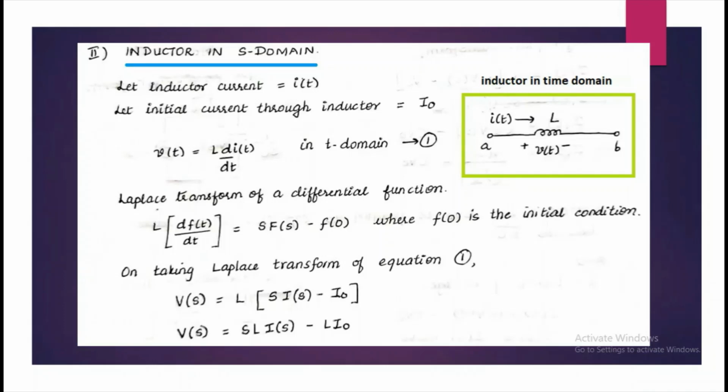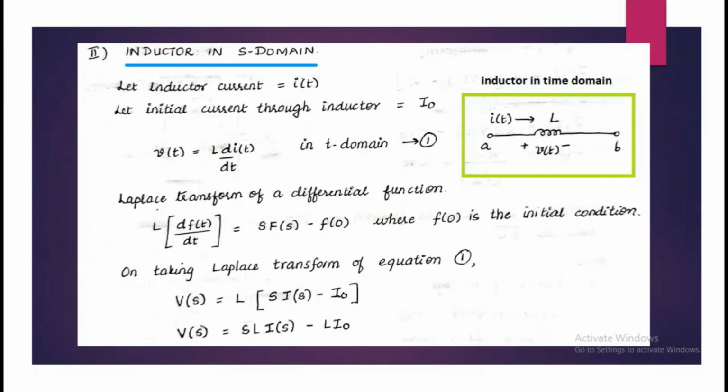Next, let us see how an inductor is represented in S domain. The current through the inductor is i(t), and let the initial current through the inductor be I0. In time domain, the equation of the inductor is v(t) equals L di/dt.